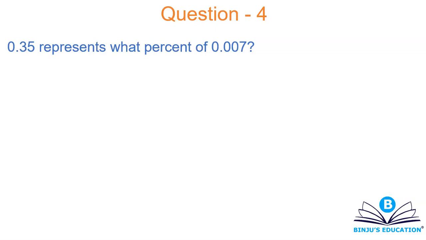Okay, so 0.35 represents what percent of 0.007? So what you need to know is you want to calculate 0.35 in terms of 0.007. So your base value here is 0.007. Remember that. So that will be 0.35 divided by 0.007 multiplied by 100%.